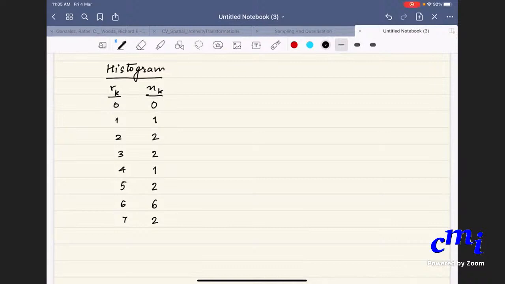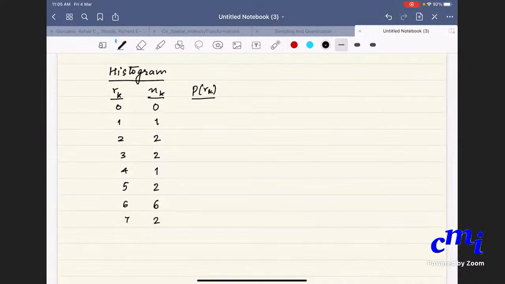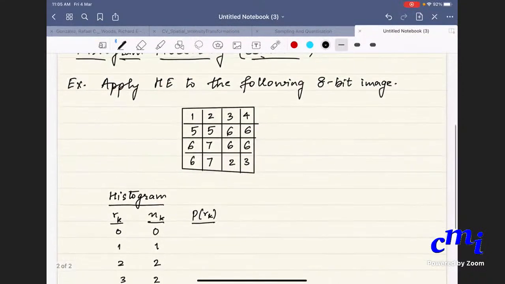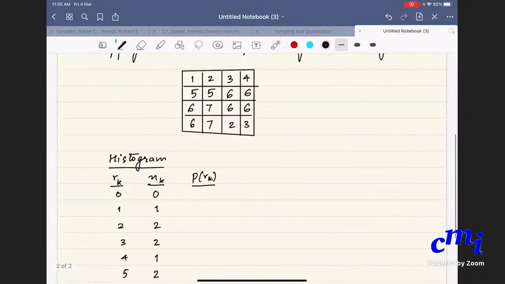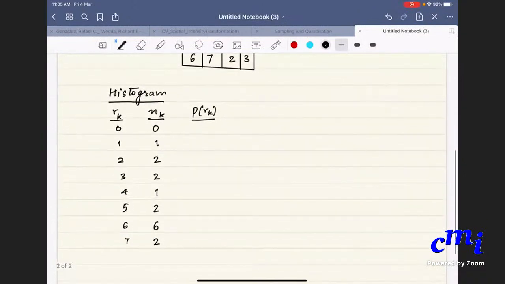You can, of course, calculate p of r_k if you want. p of r_k will be just dividing n_k by the total number of pixels. The total number of pixels here is 16. So 0 by 16, 1 by 16, 2 by 16, and so on. But what we really require for equalization are these cumulative sums.